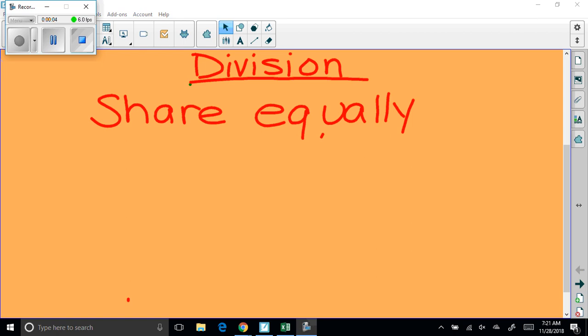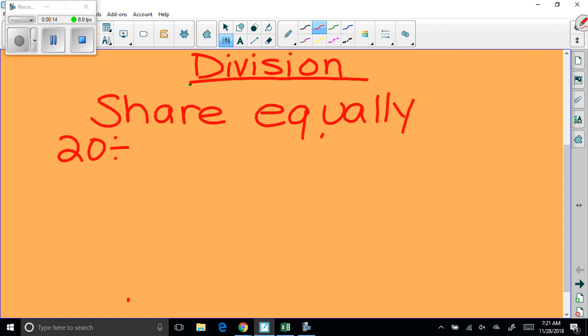Division. Division means to share something equally. So if I have 20 of something and I want to share it with 4 friends, meaning I'm going to give each person the same amount, then that problem would be 20 divided by 4.